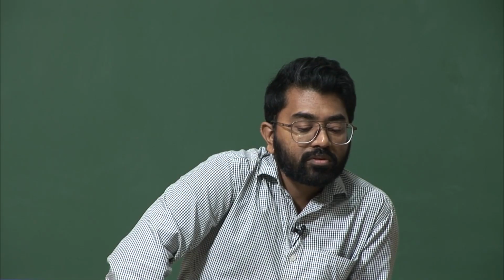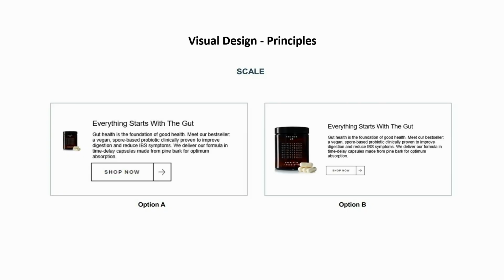Your first notice would be either "Everything starts with the gut" or "Shop now," or vice versa. You will try to figure out what this product is, and you will probably not. And then the third thing is, you maybe read on if you still have some interest left. You read this as follows: "Gut health is the foundation of good health. Meet our bestseller, a vegan spore-based probiotic, clinically proven to improve digestion and reduce IBS symptoms. We deliver the formula in time-delay capsules made from pine bark for optimum absorption." So it looks like a good product, but would I be interested in looking at this product definition? Probably not.